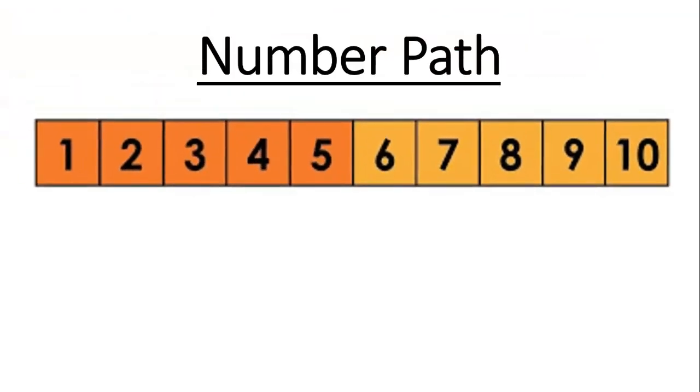Okay, now we're going to discuss number paths. So, reviewing our number path is going to help us with our addition and subtraction sentences. So, let's go over my number path. Count with me. 1, 2, 3, 4, 5, 6, 7, 8, 9, 10. Now, if we jump to the right, that means that we are adding. If we jump to the left, that means we are subtracting.